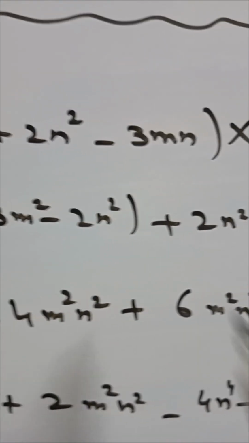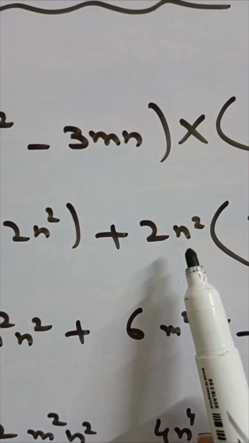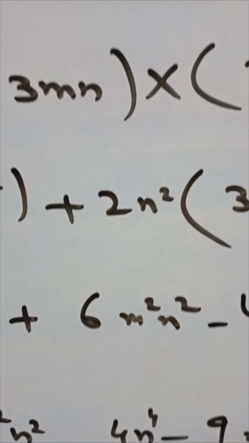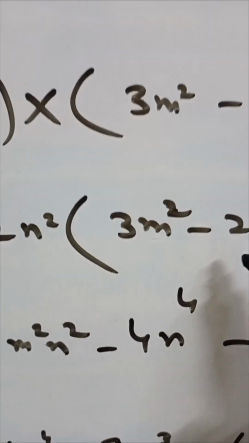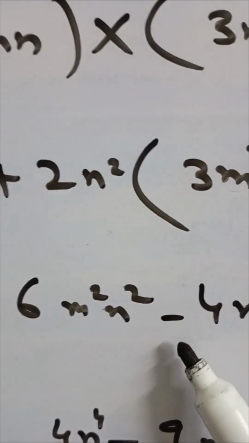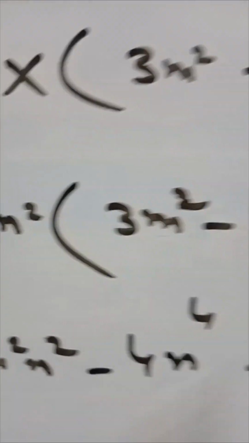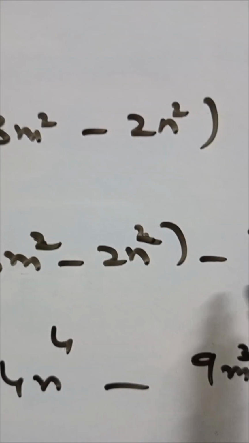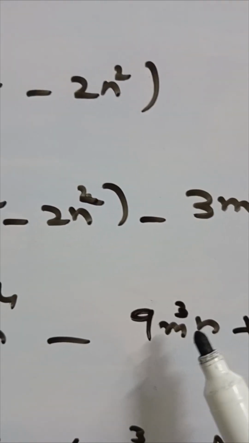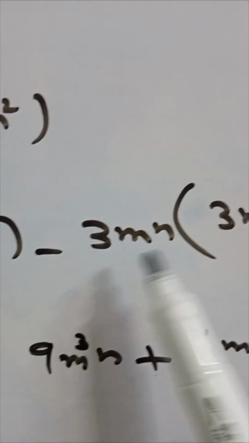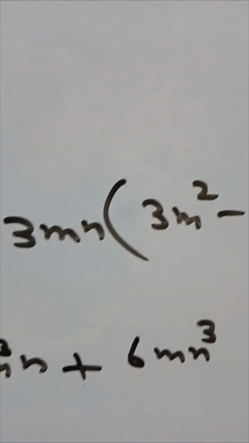Next one. Plus 2 times 3 is 6, n²m². We don't write n²m²; we have to write m²n². You got it? 2 times 2 is 4, plus minus 4. As the bases are the same, powers add, and it becomes n⁴. Minus plus 3 times 3 is 9. m raised to power 1 and m raised to power 2, so 2 plus 1 becomes 3, and n remains the same. Next, minus plus 3 twos are 6, mn³.